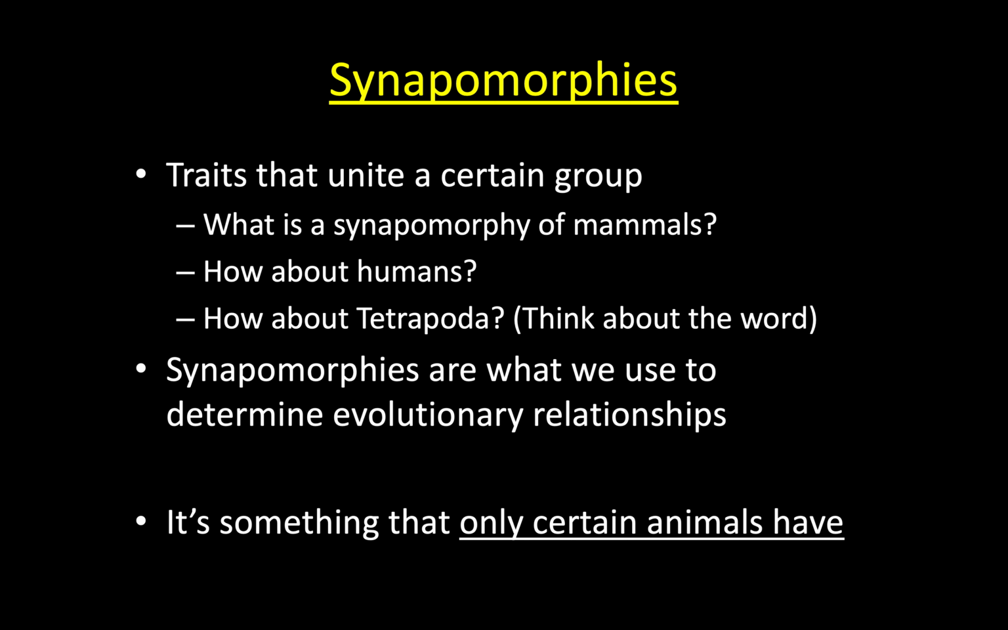So what about humans? We already know humans have the things that mammals have, right? Live birth, milk, hair. But humans have specific traits in common, and some of those traits are large brains, right? Humans have a very large brain. Humans also walk completely upright. Those are our two synapomorphies. Now, what about tetrapods? The word literally means four feet. A synapomorphy of tetrapods is fingers and toes, four feet. So synapomorphies are what we use to determine evolutionary relationships.